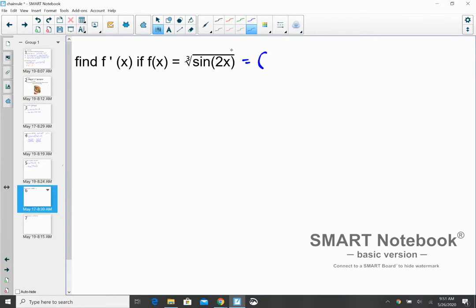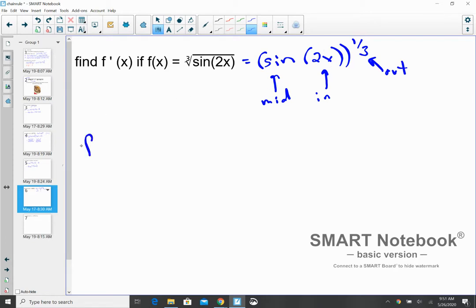So that cube root, if you recall, is 1/3. So that is the outside piece. The sine then is the middle. And the 2x is your most innermost piece. So those are your layers. You got the cube root, the sine, and the 2x.